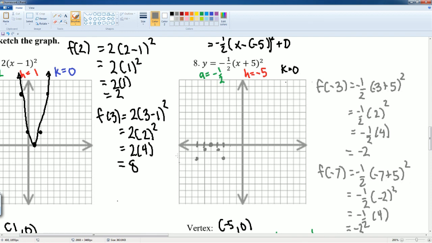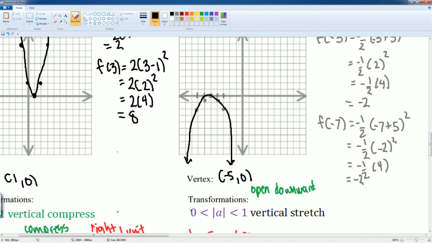Right? So notice it got wider. It got fatter because it is a vertical stretch. So do you see how it got stretched outwards? That's what I mean by vertically stretch.